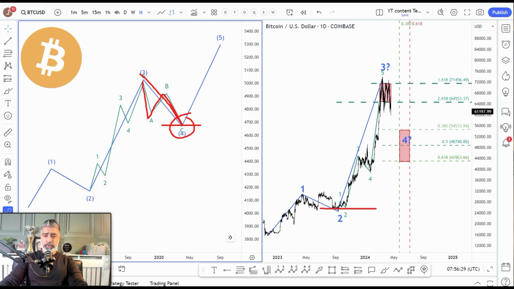So what we're going to do is look at this wave three, and most wave fours, as a minimum, retrace, as in pull back, 38.2%. Now we can see that Bitcoin has not hit that price yet.